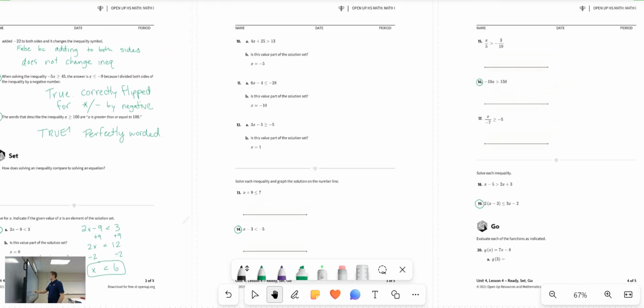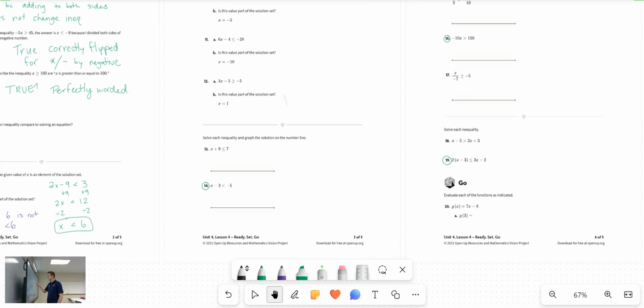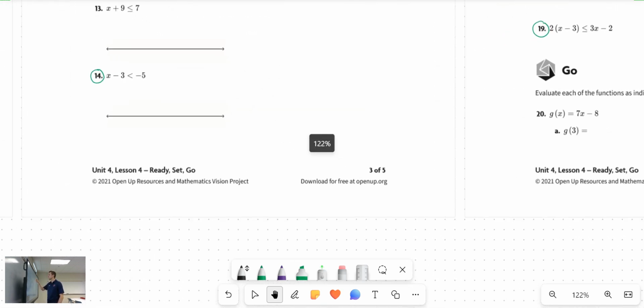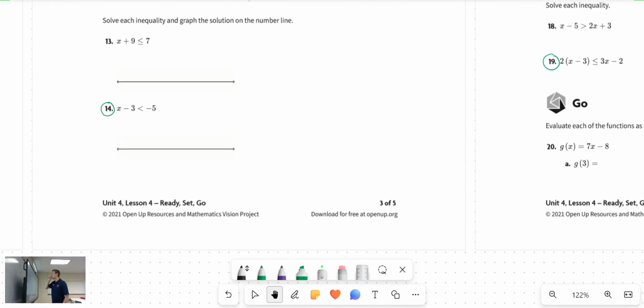So we will keep going. That was number 9. 10, 11, 12. It looks like we are skipping past, but we're doing 14. All right, solve each inequality. Solve each inequality and graph the solution on the number line.